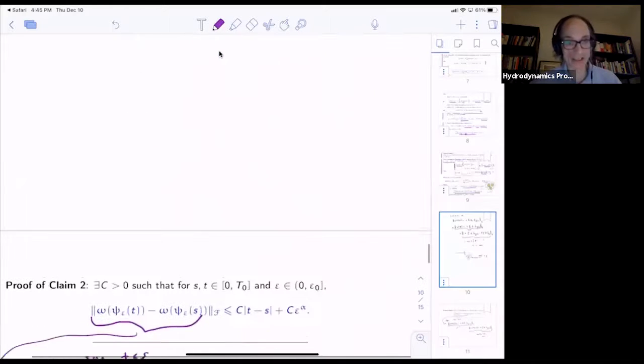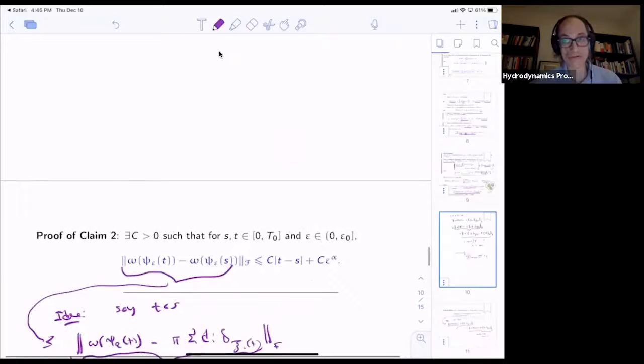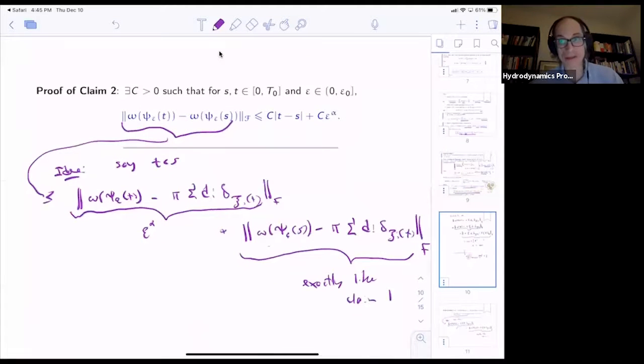And if we wanted to pay attention to these constants, they would all depend on this rho sub a. Okay, anyway, it's the same point. We sort of repeat the same argument.